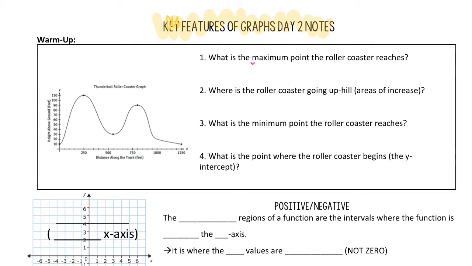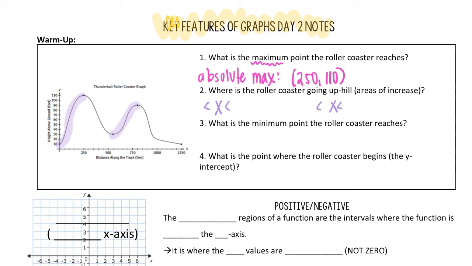The maximum point of the roller coaster, we're going to talk just today about the absolute max for this roller coaster, and you should have found that that was at 250, 110. The next part of the graph that you needed to look at was where the roller coaster was going uphill. In other words, the area where it's increasing. Let's check that out. You should have had this portion and this portion. Remember, we write those as inequalities in terms of x. So you should set up two inequalities to describe those areas where the graph is going up.